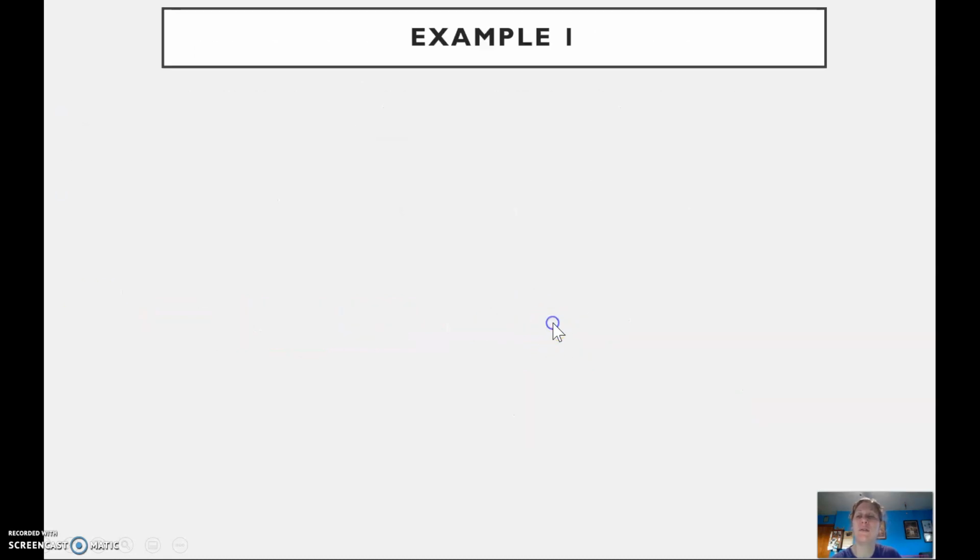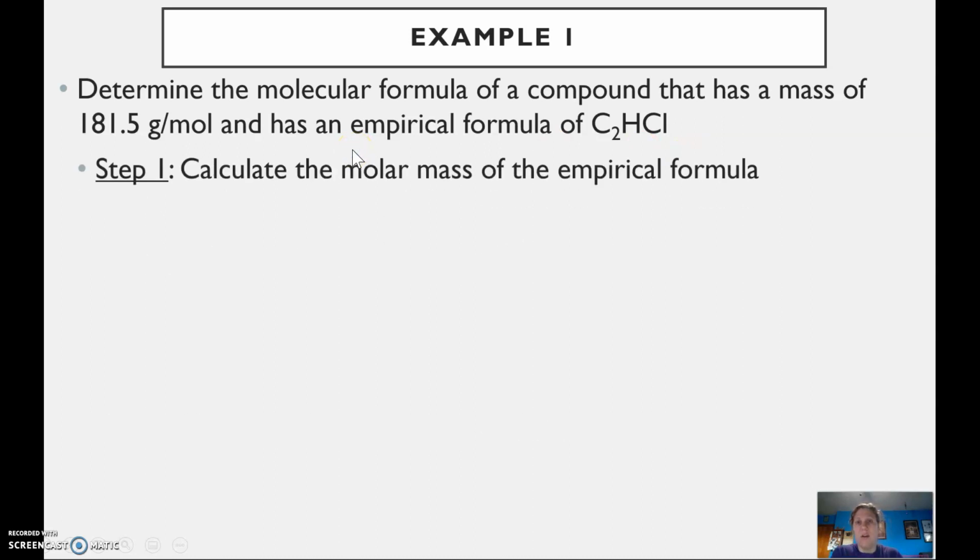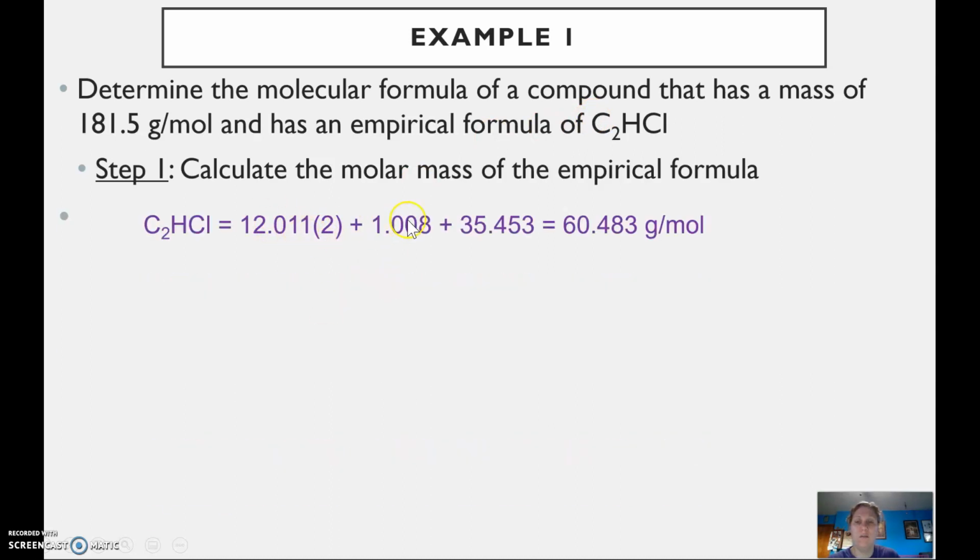So I got 2 examples. Example number 1: determine the molecular formula of a compound that has a mass of 181.5 and an empirical formula of that. So the mass in the problem, the grams per mole, is always going to be the molecular formula mass. And then it gives you the empirical formula. So this one's a shortcut question. The first step is to find the molar mass of the empirical formula. And that is 2 C's, 1 H, 1 Cl, and it's 60.483.